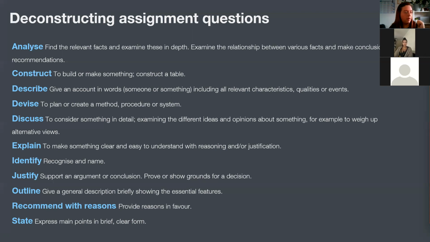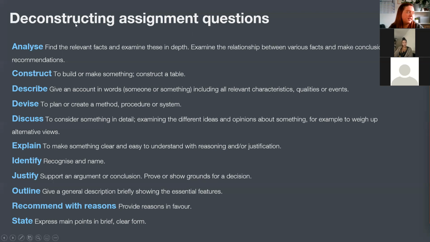In the specimen paper, there is a list of these words that you can go back to. And they also have what they mean as well. So you can go back and look at those to make sure that you're given the right information.